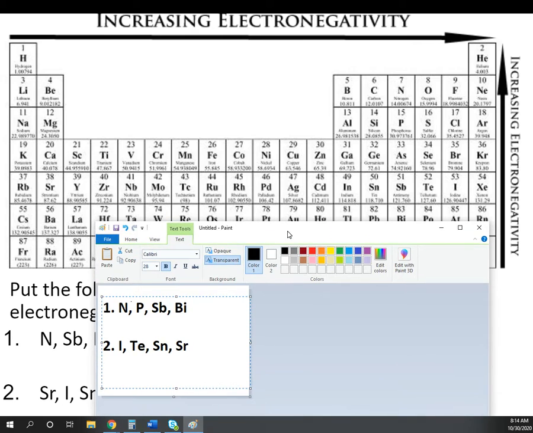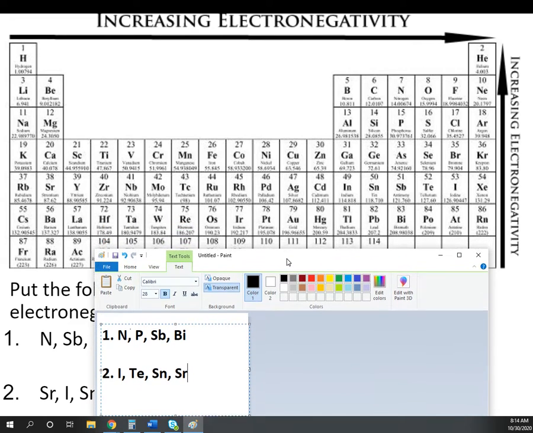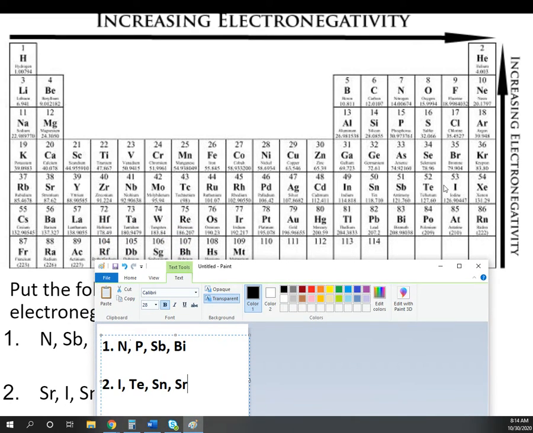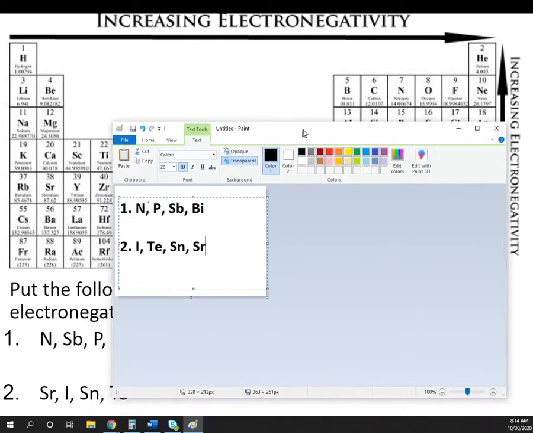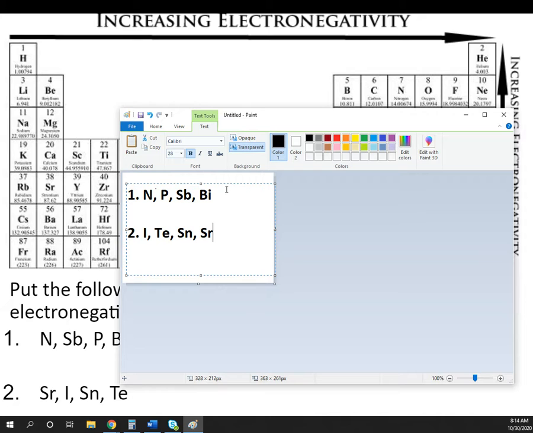Okay, for number 2, when we are doing it left to right with the 5th row elements, iodine is going to have the highest electronegativity, followed by tellurium. It's going to have a little bit less. Antimony is going to have a little bit less, and our least electronegative element is strontium over here on the left. Okay, so again, you use the chart, think about what's happening left to right, top to bottom, to put those elements in order from largest to smallest.